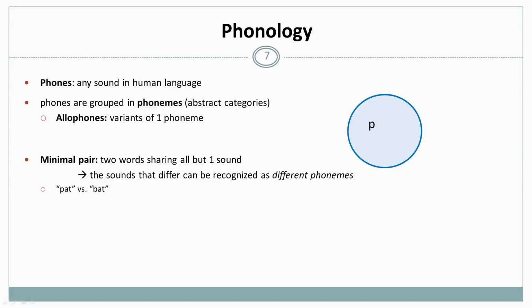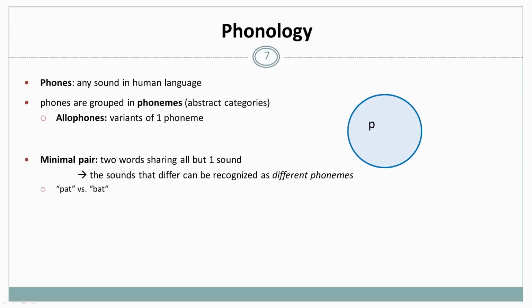And now, how do we decide whether two phones have to belong to different phonemes? We typically do this by using a minimal pair. A minimal pair is a pair of two words that share all but one sound. And then we can say that the sounds that differ have to belong to different phonemes.